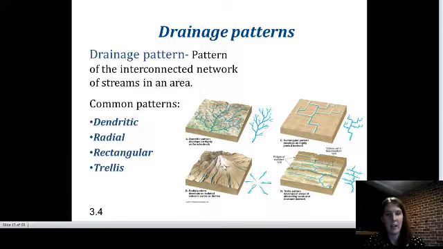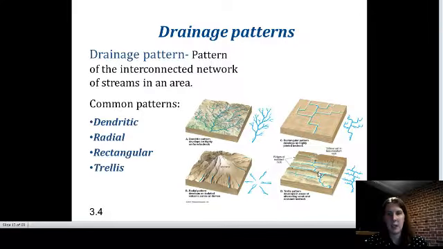You can get radial. This is a pattern where it basically originates from one single point, and these are typically associated with volcanoes or isolated mountains or domes. You can have your rectangular. If you get a highly jointed bedrock, so a bedrock that breaks evenly in regular intervals, you can get these rectangular, very 90-degree angle kind of stream patterns.